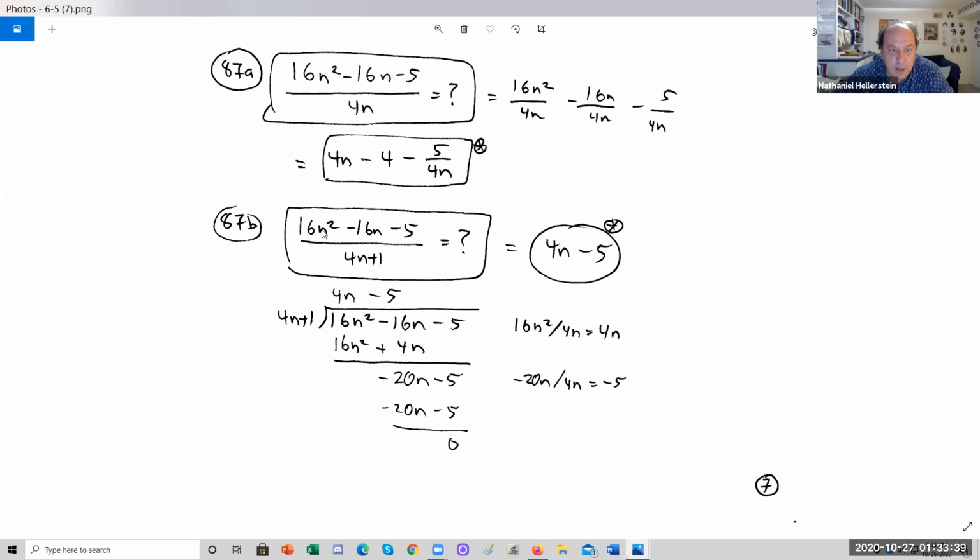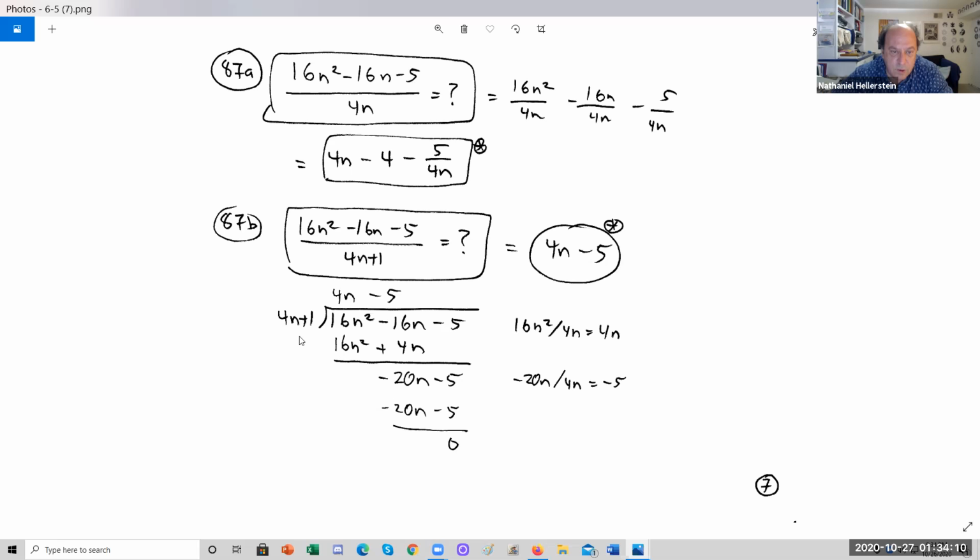For part B, same numerator, but we change the denominator to 4n plus 1. So we have to use long division. 16n squared minus 16n minus 5 divided by 4n plus 1. Leading terms of 16n squared and 4n, their ratio is 4n into the quotient. 4n times 4n plus 1 is 16n squared plus 4n. Subtract. N squareds cancel. Minus 16 minus 4 is a minus 20. So minus 20n minus 5.